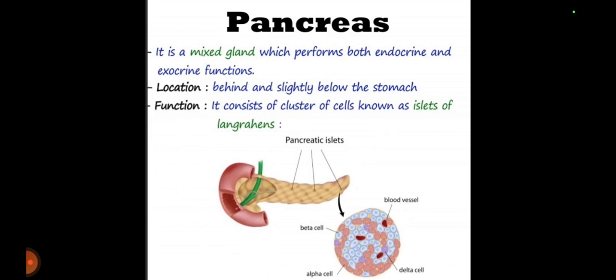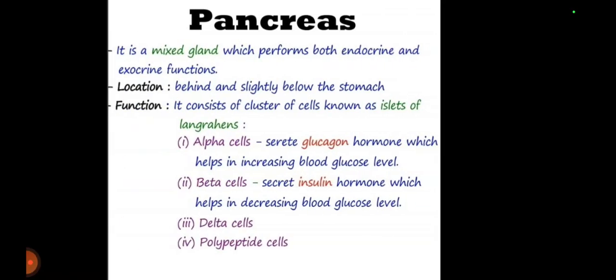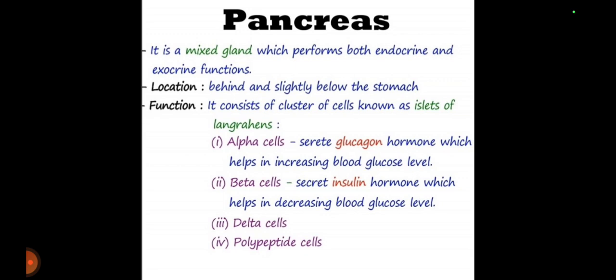Why is it named islets of Langerhans? Because Langerhans was the scientist who discovered them, so he named them the islets of Langerhans. These islets are nothing but cells, and these cells are divided into four types: alpha cells, beta cells, delta cells, and polypeptide cells. We are not going to deal with the third and fourth. We are going to talk about only the first and second.